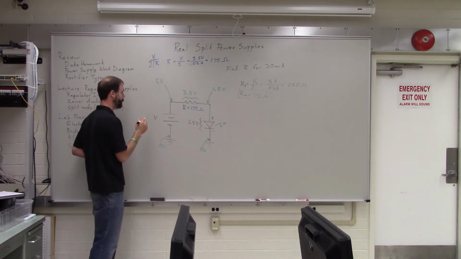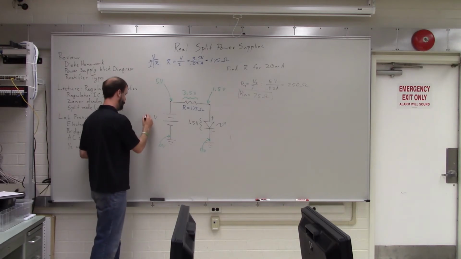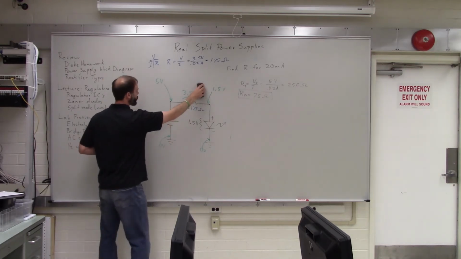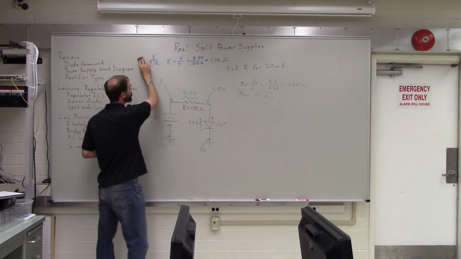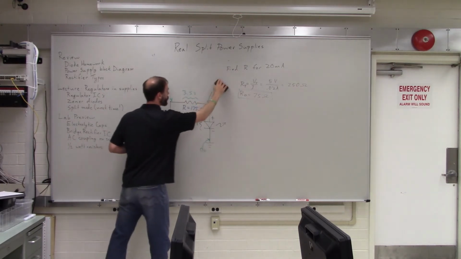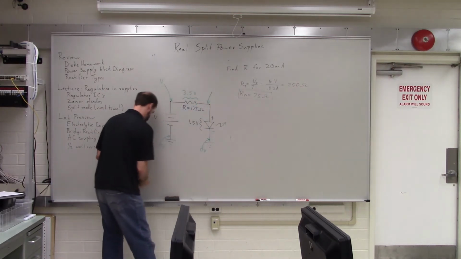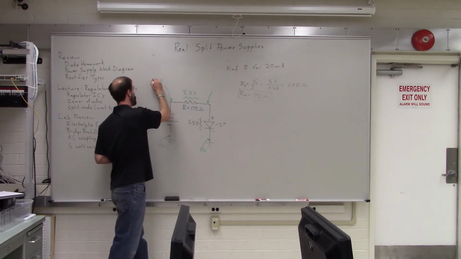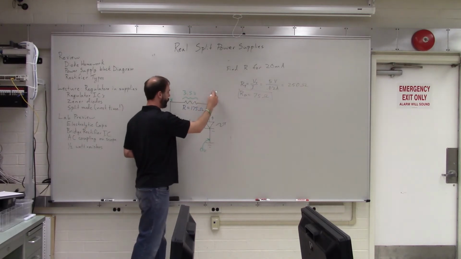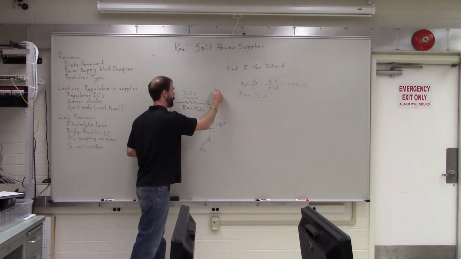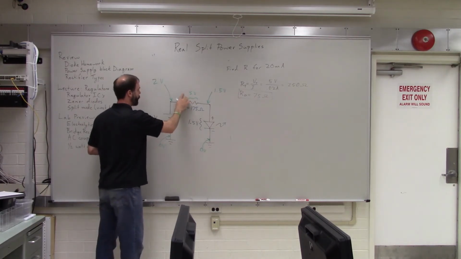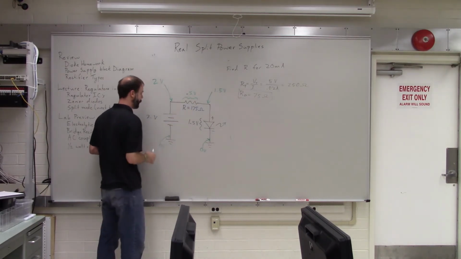Let's see what happens if we make this 2 volts instead. Now we have 2 volts over there. Over here we have 1.5 volts. So we only have 0.5 volts across there.